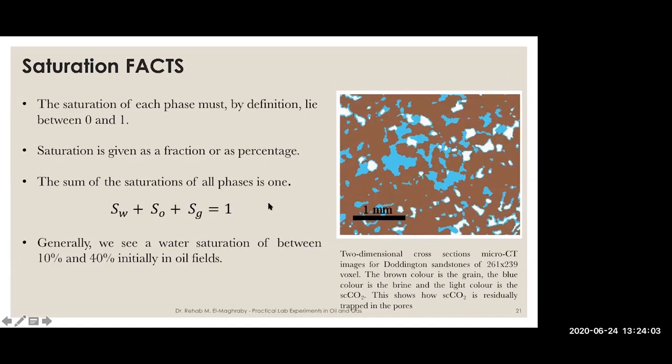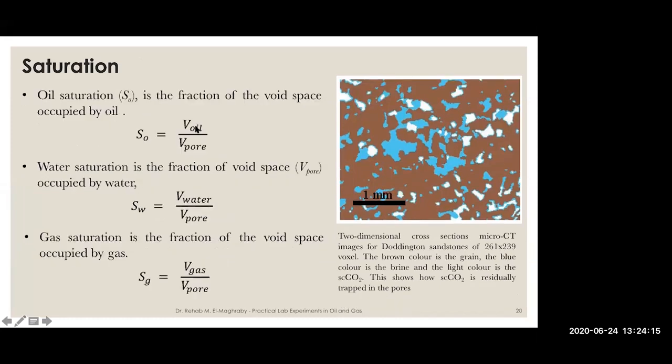In general, saturation can range from 0 to 1. So if you look at the saturation of oil, if there is no oil in this pore volume, no void space contains oil, so the volume of oil in this space will be 0, and the pore volume, whatever number it will be, the saturation will be 0.